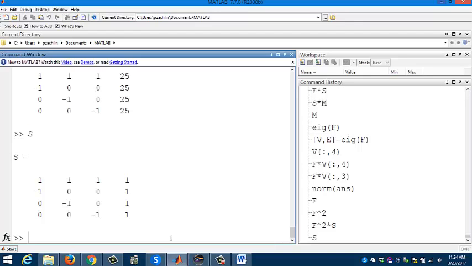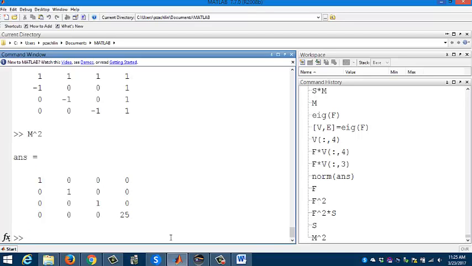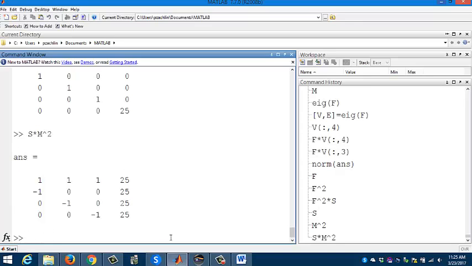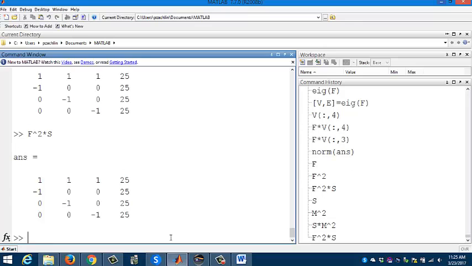And what is M squared? Do you guys know what happens when you square a diagonal matrix? Well, you just square the entries on the diagonal. That's kind of nice. Diagonal matrices are really nice. And so I guess if I do S times M squared, you get the same thing as if you did F squared times S.